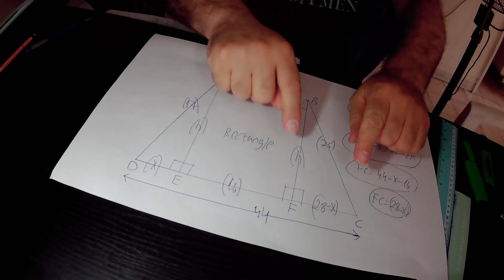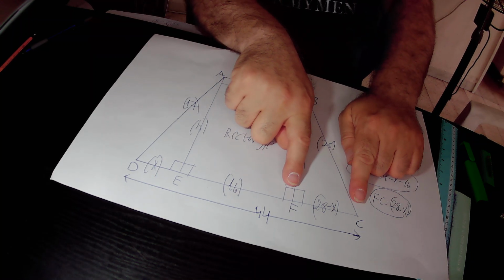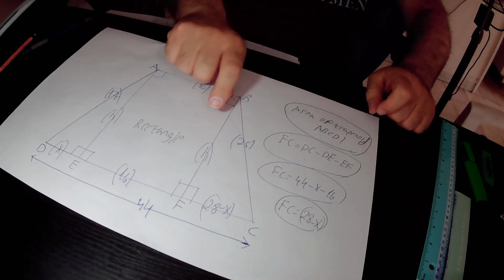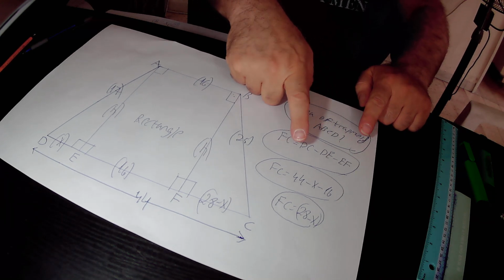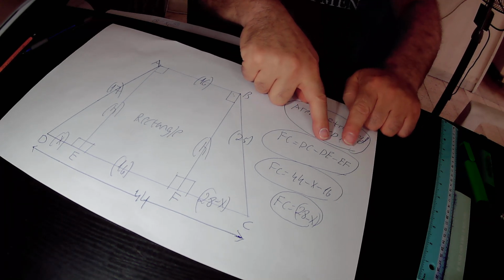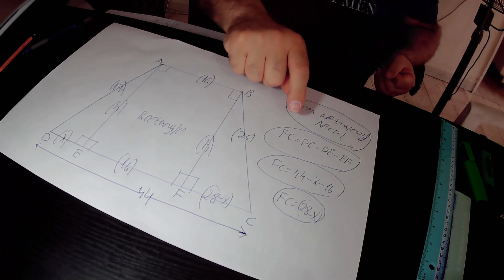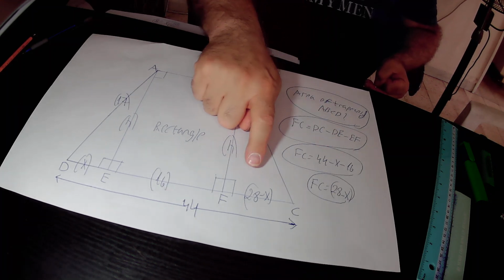What is the length of the missing FC? From the drawing, it is very easy to see that FC in total equals DC minus DE minus EF. So FC equals DC, that is 44, minus DE, that is x, minus EF, that is 16. So in total, FC equals 44 minus 16, that is 28, minus x. FC equals 28 minus x.